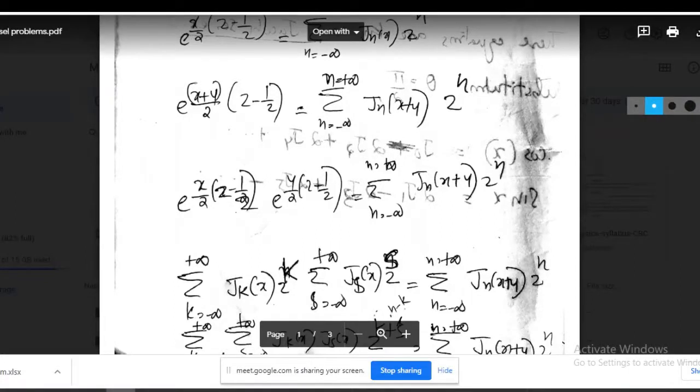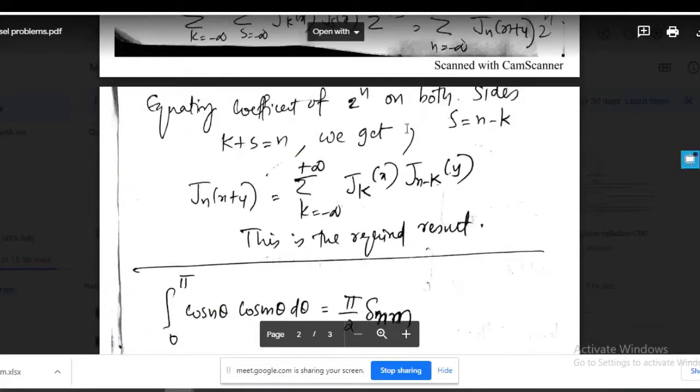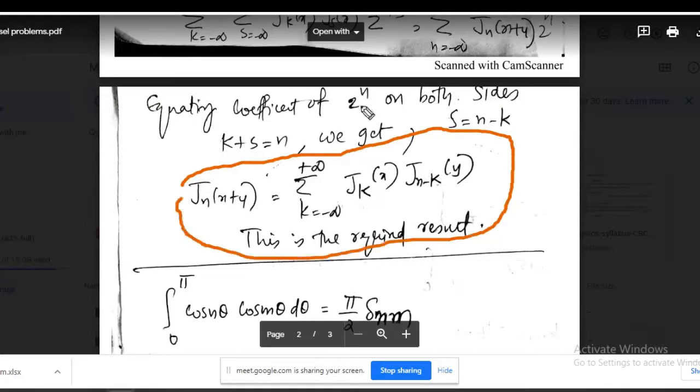And then we compare the coefficient of z raised to n. Equating the coefficient of z raised to n on both sides, we will get this. Okay. Equating the coefficient of z raised to n on both sides, and also we use this k plus s equal to n, we will be getting the required result. Okay.